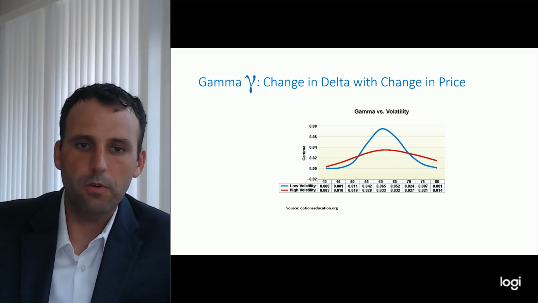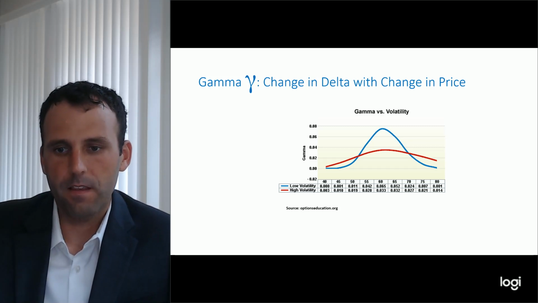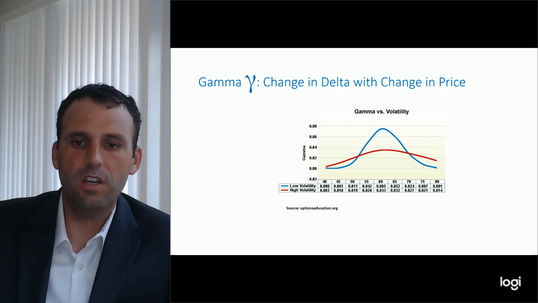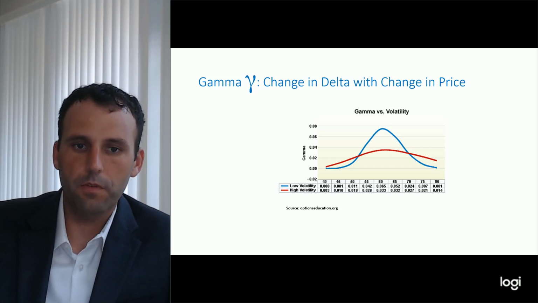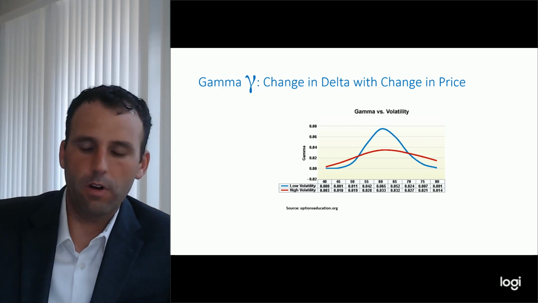Gamma also is always at its peak, no matter what, when it's at the money, because if the strike price is the same as the underlying, any change in the underlying will move the delta the most, because it either goes in the money or it goes out.